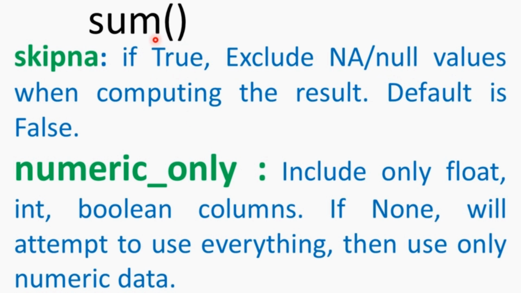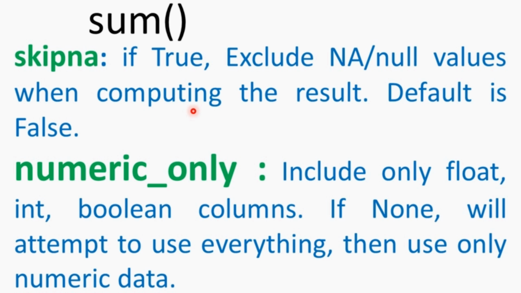Now see, in some functions some parameters can be used. As we have used the axis parameter, which has two values, either 0 or 1, the same way we can use one more parameter, that is skipna. If it is true, it excludes NA null values when computing the result. The default is false.